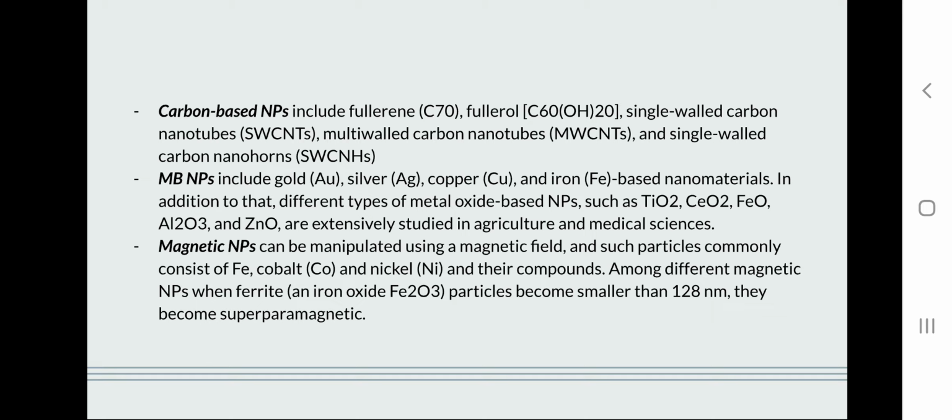The third category is magnetic nanoparticles, and these can be manipulated using a magnetic field. Such particles commonly consist of cobalt, iron, nickel, and their compounds. And among the different magnetic nanoparticles, when ferrite particles, that is Fe2O3 particles, smaller than 128 nanometers are synthesized, they become superparamagnetic.